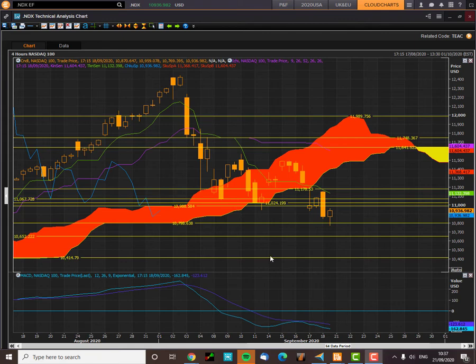Just an update on last week's update. We've got a very weak market. Price action is below the cloud. That means we're now in a bear market on a 4-hour cloud chart basis.